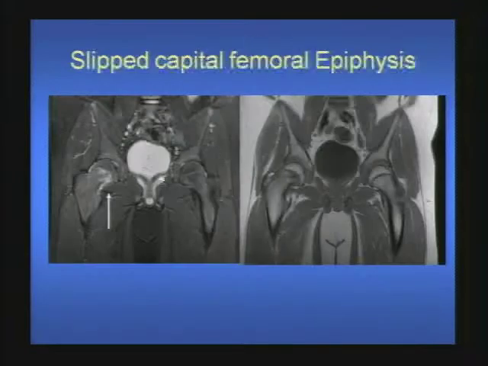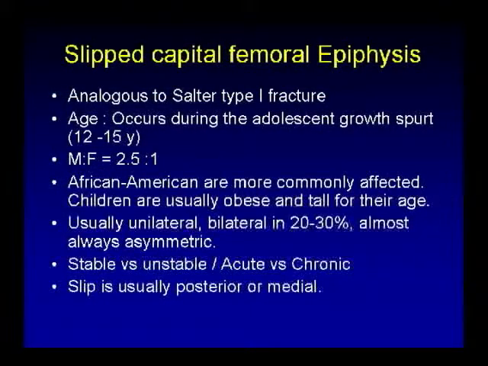MRI on a different patient shows similar findings of diffuse bright signal in the medial aspect of the proximal femoral physis and the metaphysis, and the T1 image shows medial and inferior displacement of the femoral epiphysis and offset at the level of the neck and the epiphysis. So slipped capital femoral epiphysis is basically a Salter type 1 fracture, which eventually leads to displacement of the femoral epiphysis either posteriorly or medially.